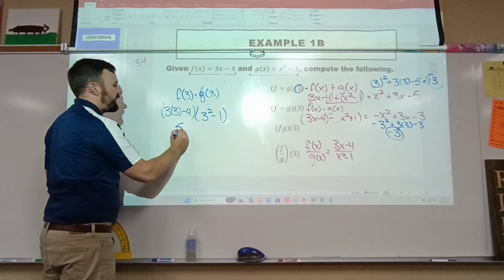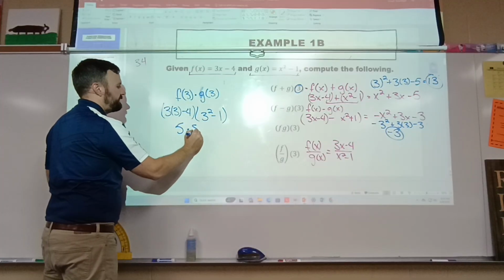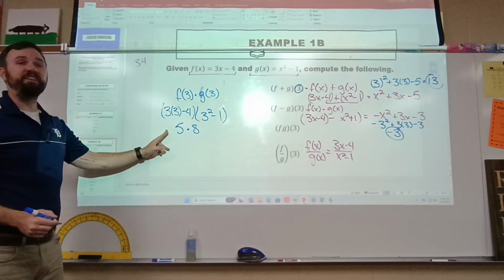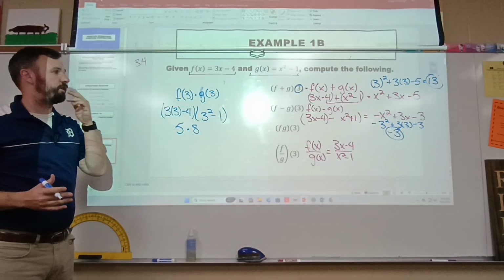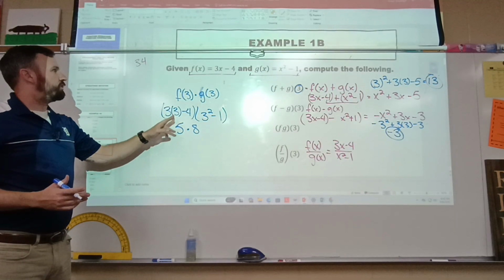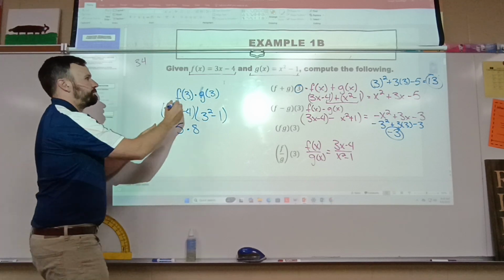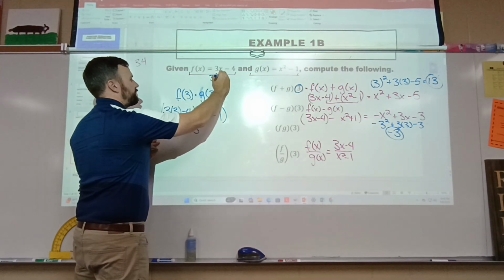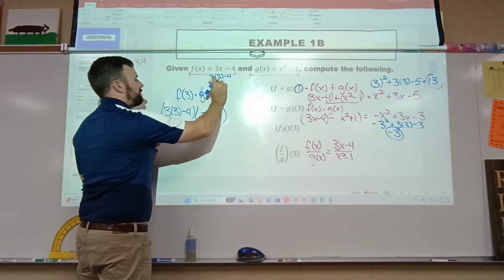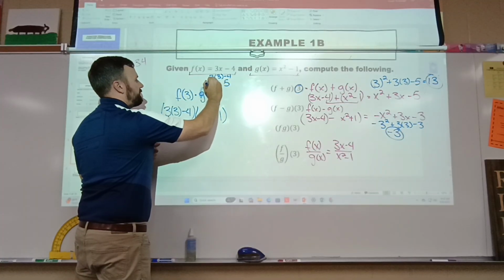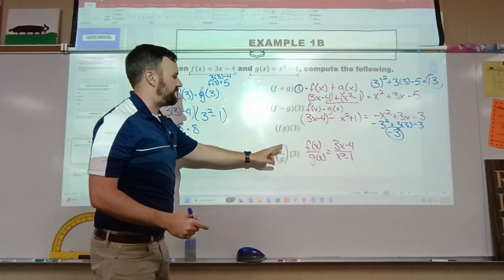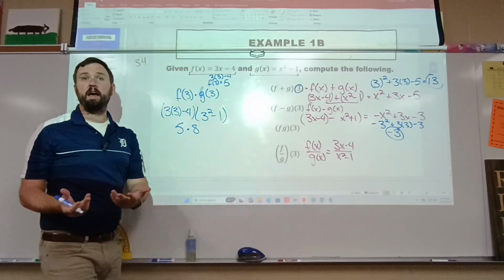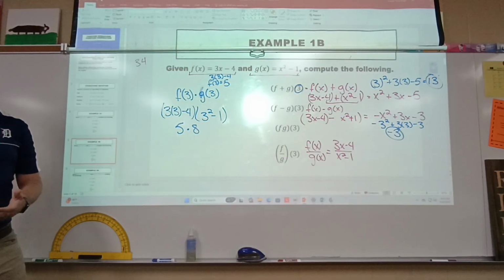9 minus 4 is 5 times 8. So that's a lot easier than having to find x, right? I just plugged it into each individual function. Actually, could I have just done this to start with and done, what's 3 times 3 minus 4 is 5, right? f of 3 is 5. So wherever I see the f of x, I just plug in a 5, right?